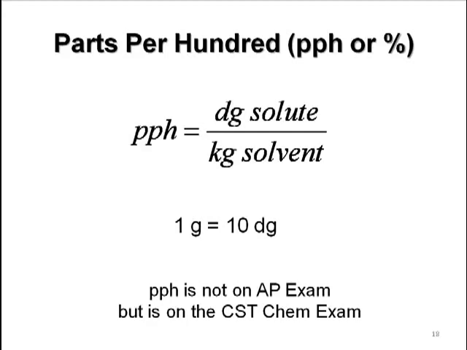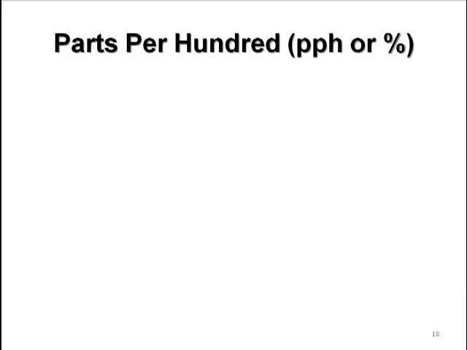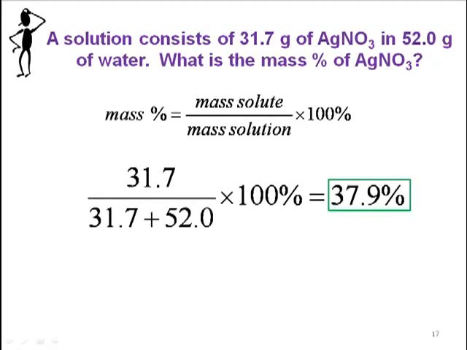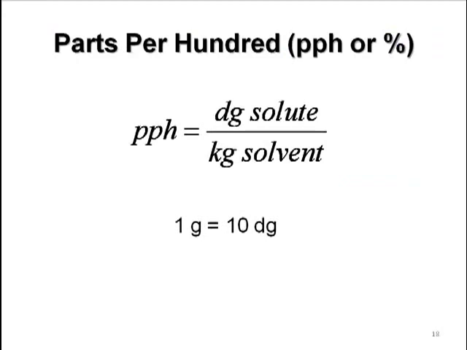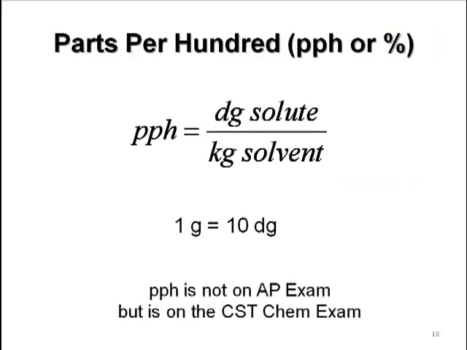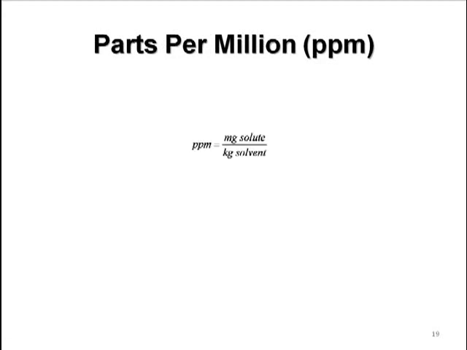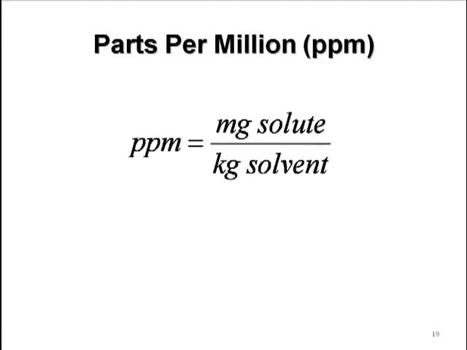Parts per hundred. This here was in our notes. Parts per hundred usually, yeah, I would take 37.9 times it by 100. Usually gives you the right answer there. Now, I've seen it on the CST chem exam 0 times before, but parts per million is more common. Let's hope this one's right.